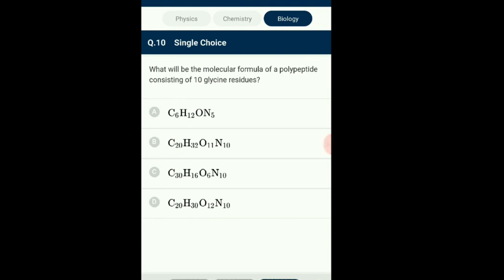Thus, the molecular formula of the polypeptide will be C2H5O2N1 times 10 minus 9 H2O, which equals C20H32O11N10. So the correctly matching option is option B, C20H32O11N10.